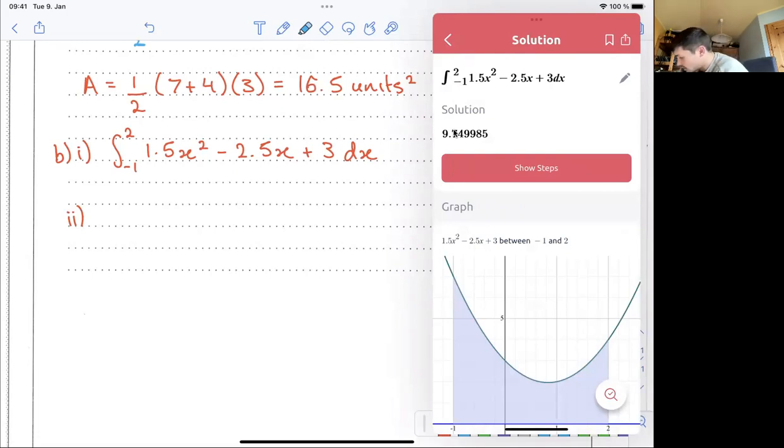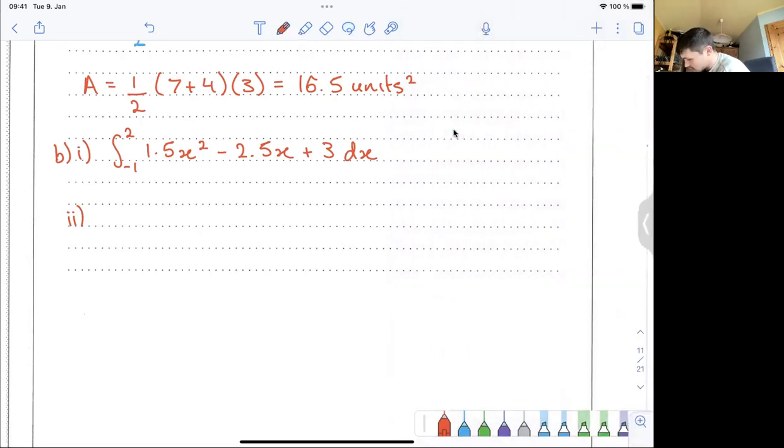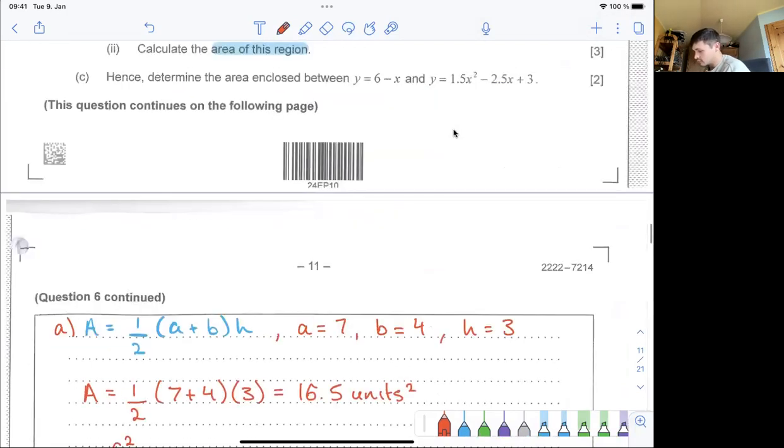We'll say area equals 9.75 units squared. So there is the answer to part B. Moving on to part C.